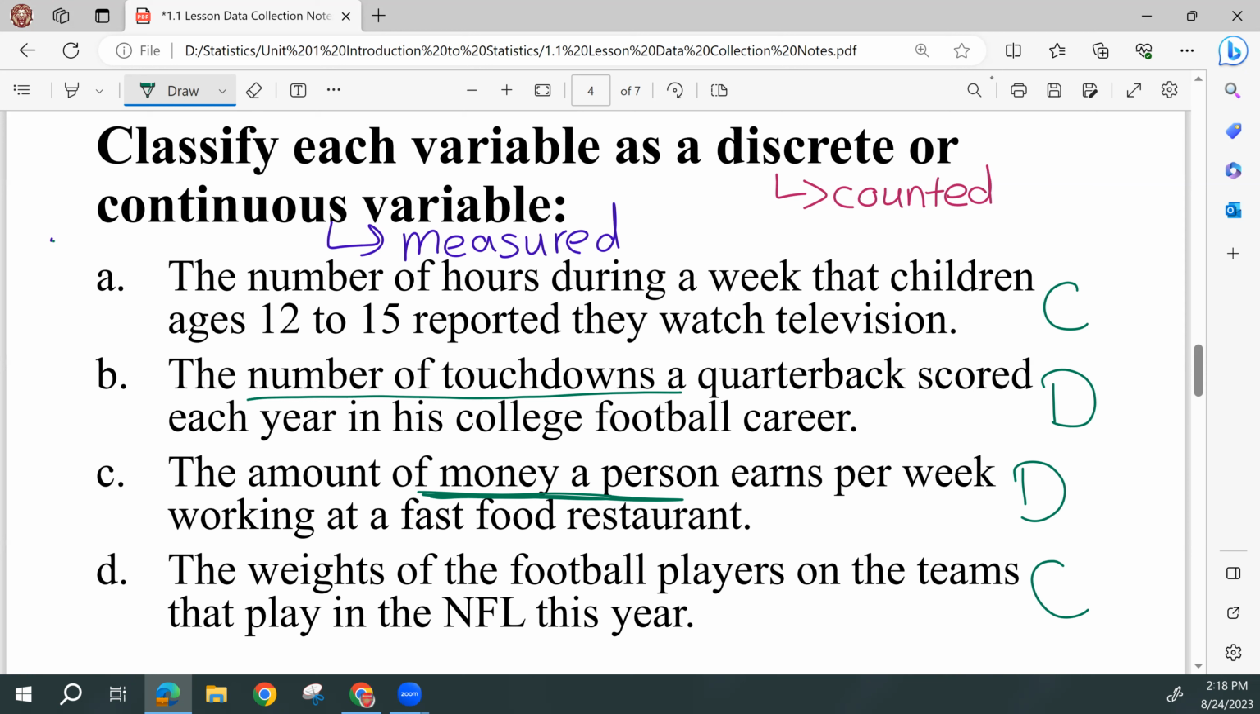The other two are continuous because you will have to measure them. When we're measuring the number of hours, that can be fractional. We can get into seconds, milliseconds, things like that. And weights, of course, is another thing that we are measuring, and we can get into smaller and smaller fractions of weights.